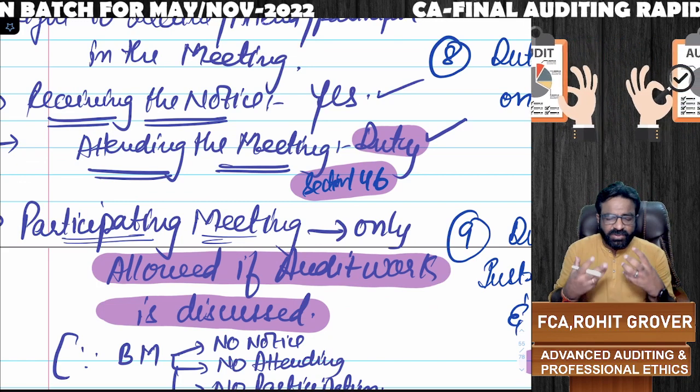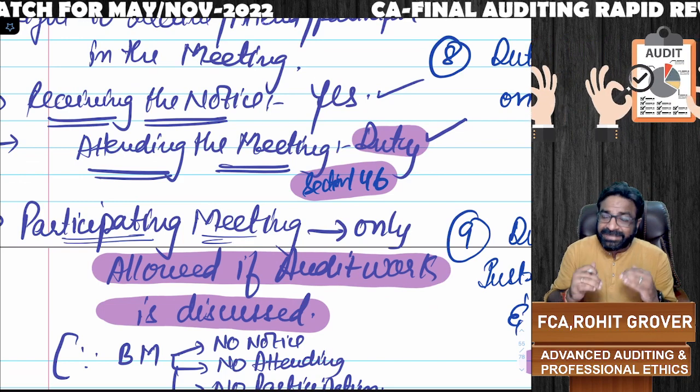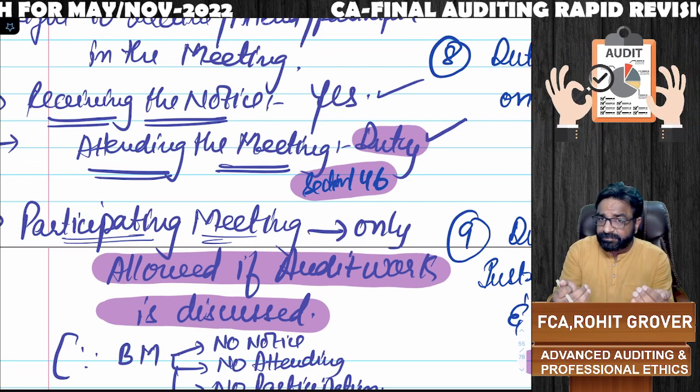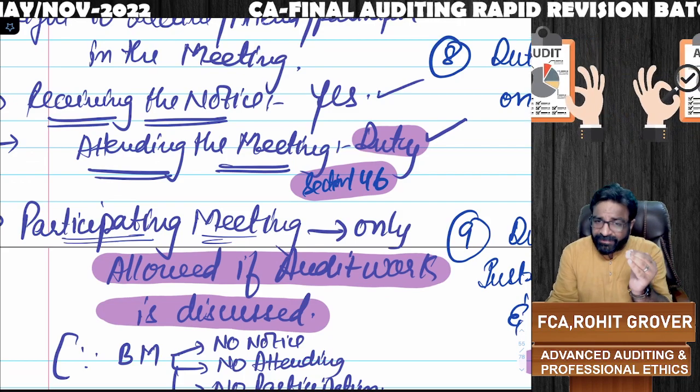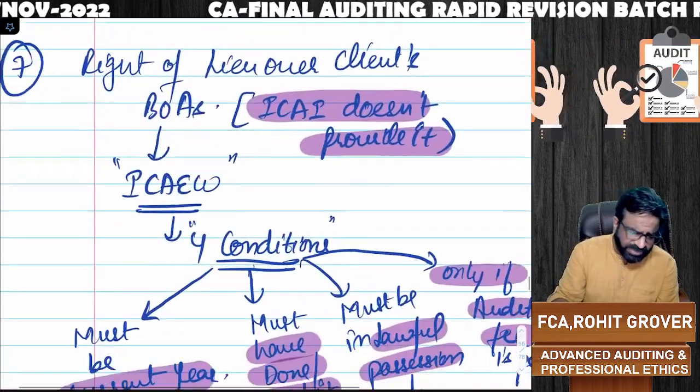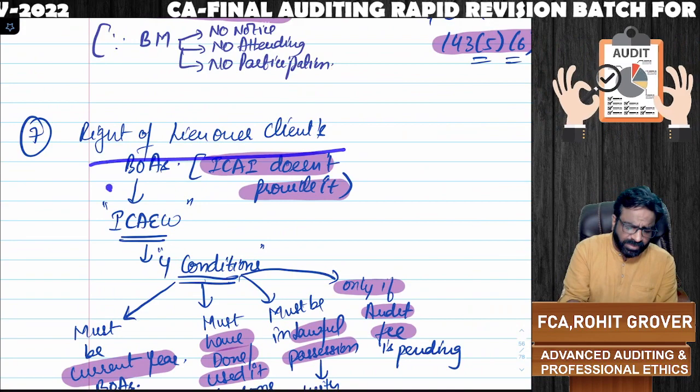So receiving the notice is your right. Attending the meeting is your duty. And participating only if the audit work is discussed. Next, what is the next right you have? Right of lien over the client's books of account.